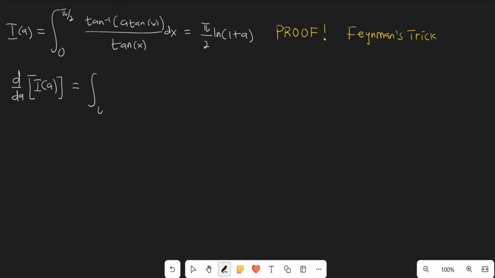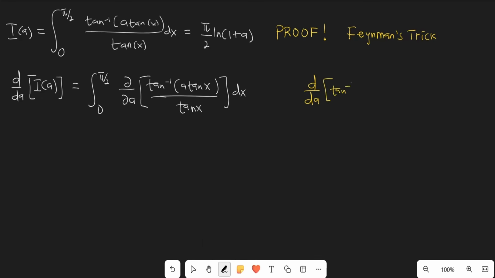And I'll do the same thing to the right hand side, and that is going to be the partial derivative with respect to the parameter a of the tan inverse of a times the tan of x, all of this divided by the tan of x, dx. Now, just to refresh your memory, if I'm differentiating with respect to the parameter the tan inverse of a times x, this is the same as 1 all over a squared x squared plus 1, and I'm going to multiply by the derivative of this with respect to a, which is x. So we are going to apply that same principle here.